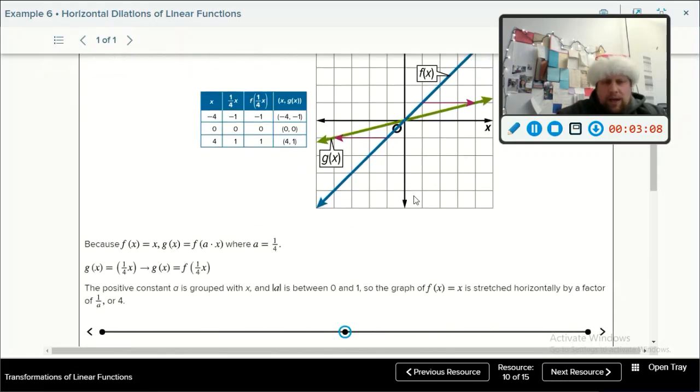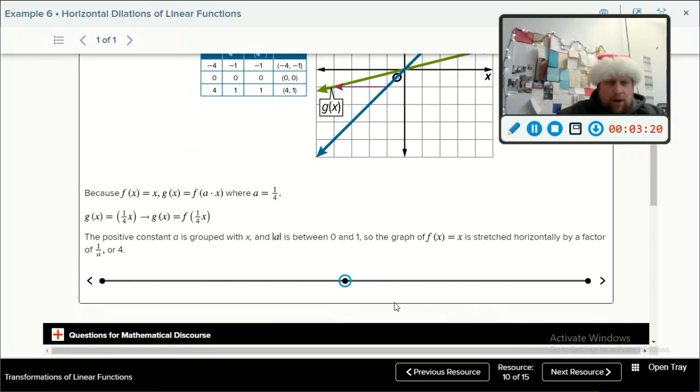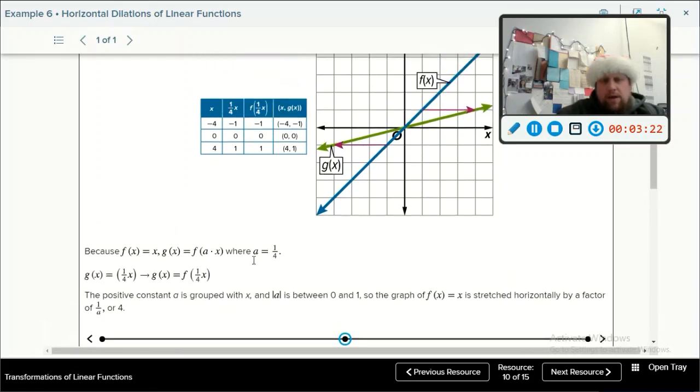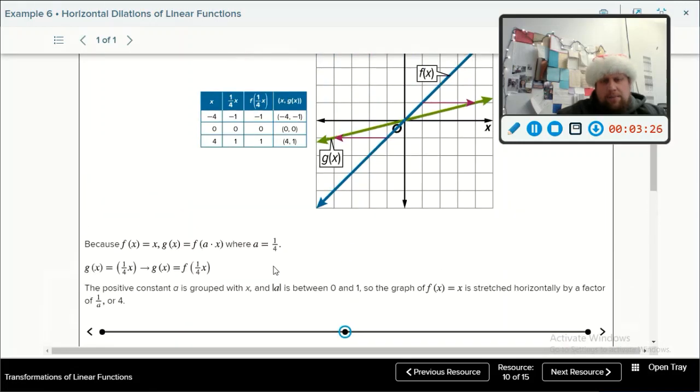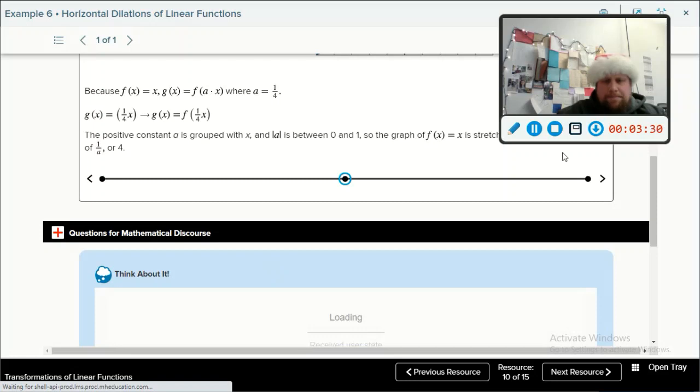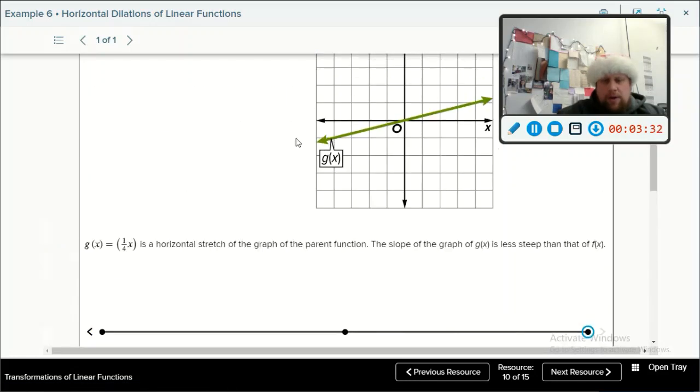And so right here, we notice that the positive constant a is grouped with x, and the absolute value of a is between 0 and 1, so the graph of f of x equals x is stretched horizontally by a factor of 1 over a, or 4. So in this case, it's stretched and going down like that. So just keep that in mind, okay? And what do we end up with? We end up with a graph that's much shallower than the original one we had.